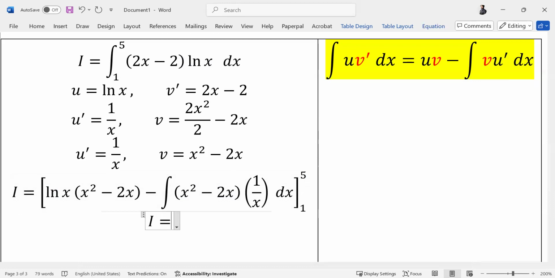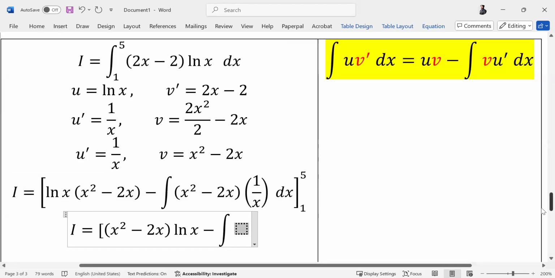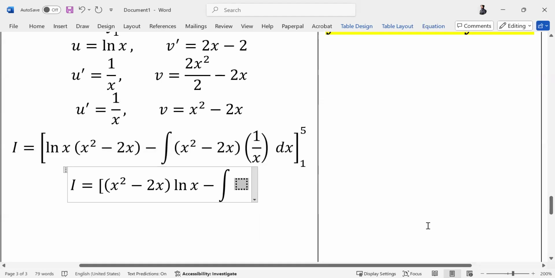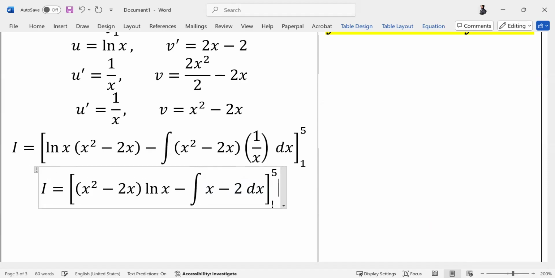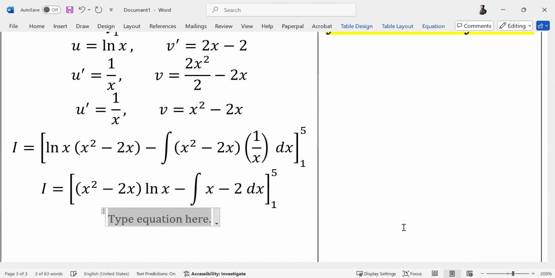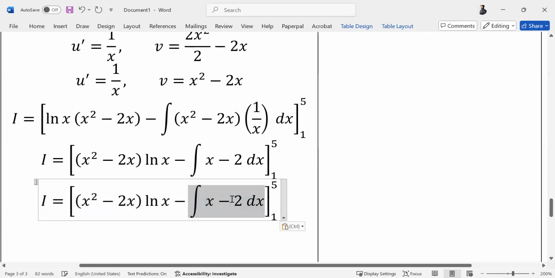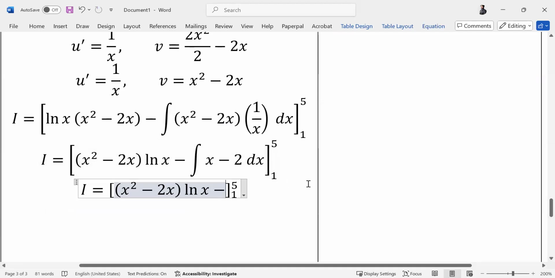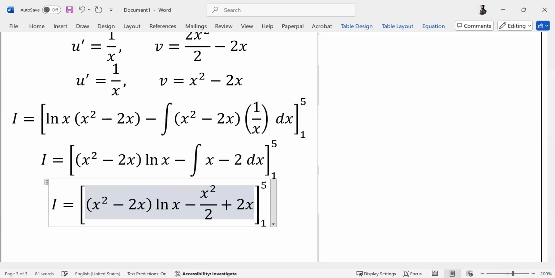So what is the integral? I'll write it just in a different way. Minus 2x ln x. Yes. What is left inside the integral sign now? x minus 2. Remember, this x minus 2 still needs to be integrated. So what do you get when you integrate this x minus 2? x square upon 2, and this minus 2x outside, this will be plus 2x.